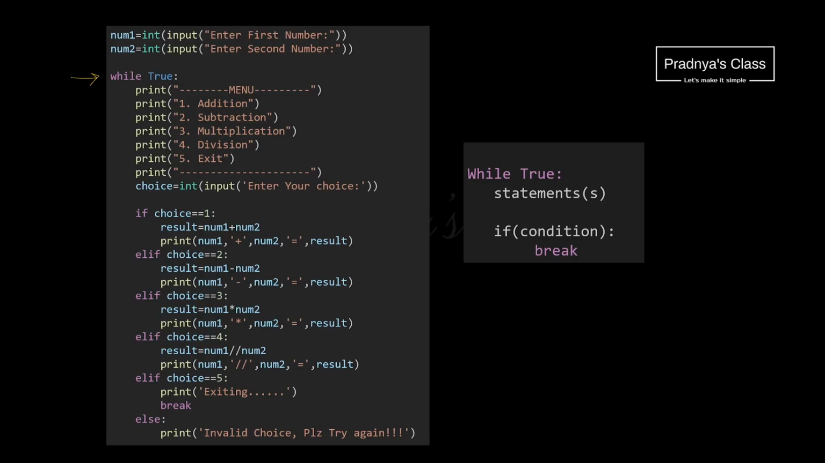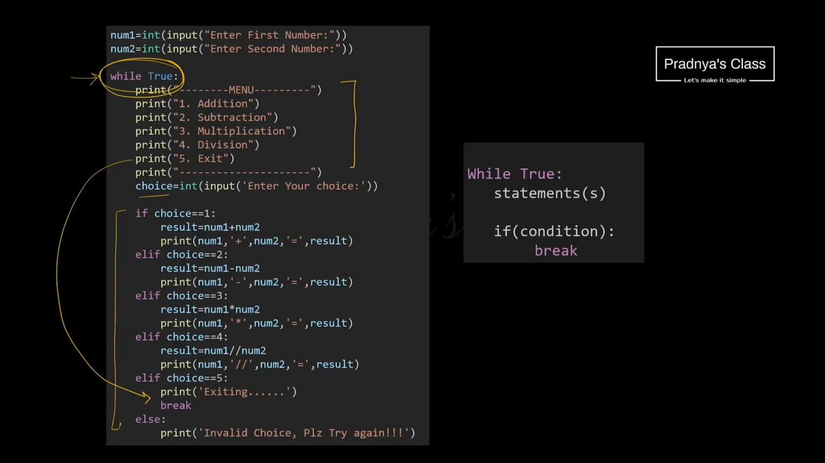Look at this simple menu driven calculator. Here are a total of 5 choices. Based on the choice, the action will be taken. When the choice is 5, we will come out of the loop with the use of the break statement. This loop is getting executed infinitely. That's why we are coming out.